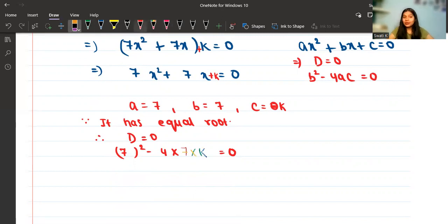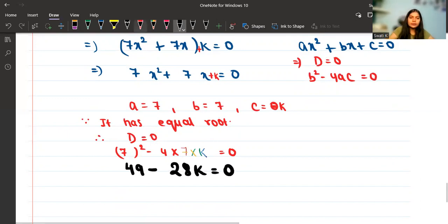So see, sometimes you will get a misprint also, but not in the board exam. This must have been corrected in the board exams. So 7 square is 49, and then minus 7 into 4 is 28k equals 0.